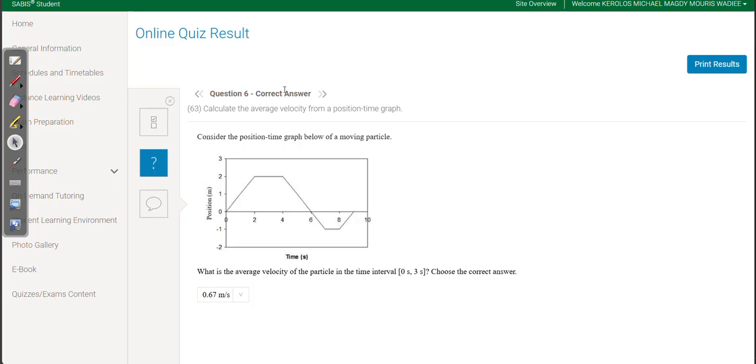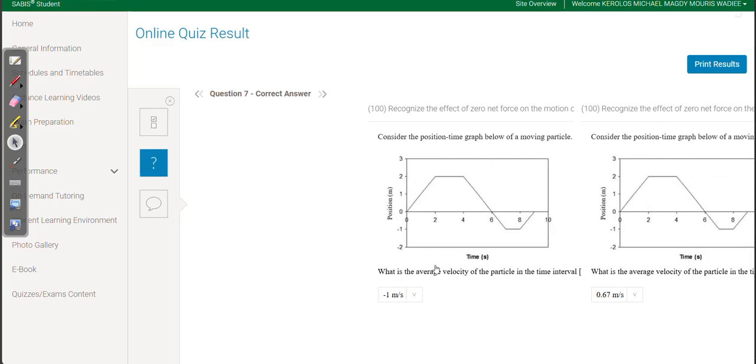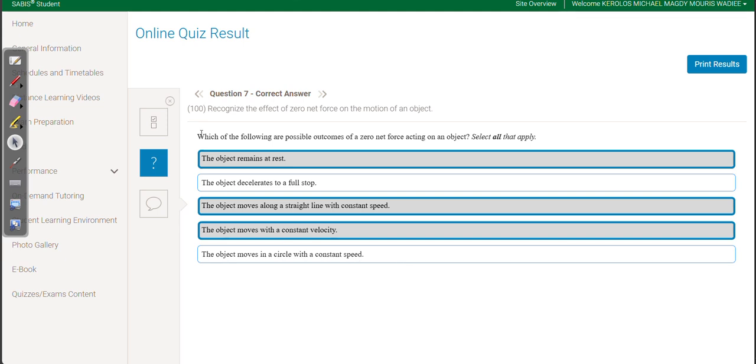Moving on, question 7. Which of the following are possible outcomes of a zero net force acting on an object? What do they mean here by zero net force? Zero net force is like, imagine you have an object with no forces acting on it, no friction, no weight, no external force, it's just there. We have two cases in that scenario. It's either it just stays there and remains at rest, or it was moving and there were no forces acting on it, so it will just keep on moving with constant speed or velocity.